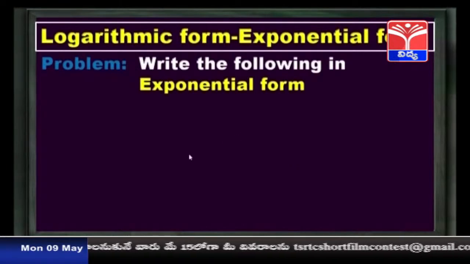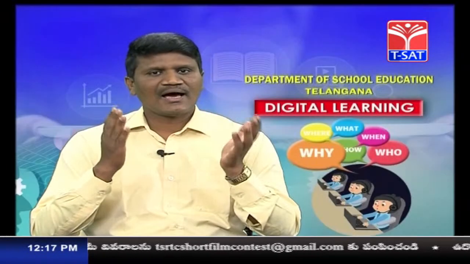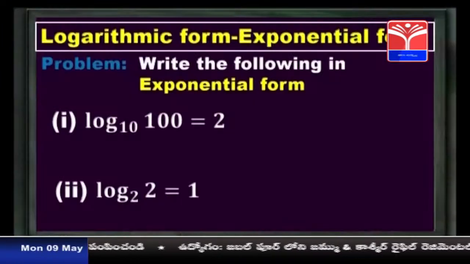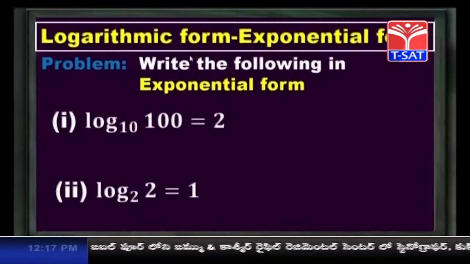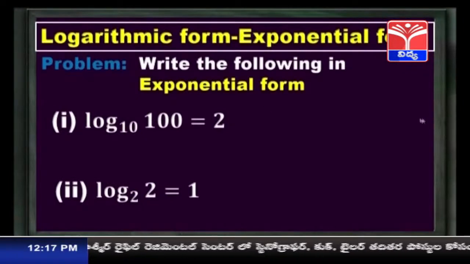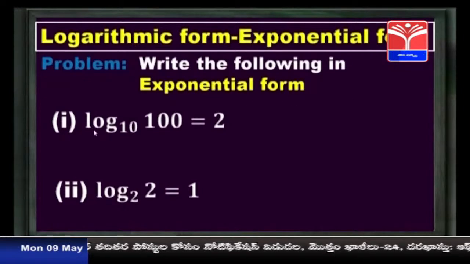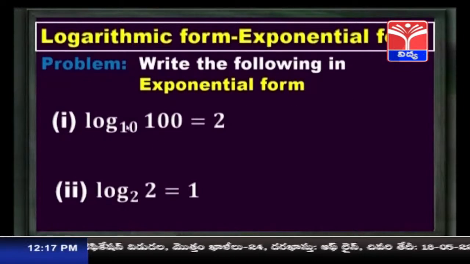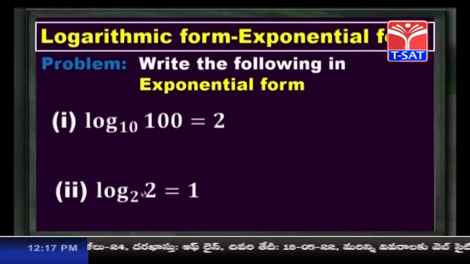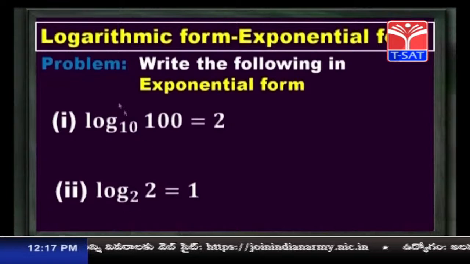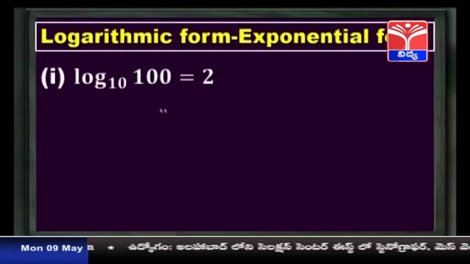Now let us see one example based on the logarithm form to exponential form. The problem is: write the following in exponential form. First problem, log 100 to the base 10 is equal to 2, and second problem, log 2 to the base 2 is equal to 1. Let us solve the first problem, log 100 to the base 10 is equal to 2.